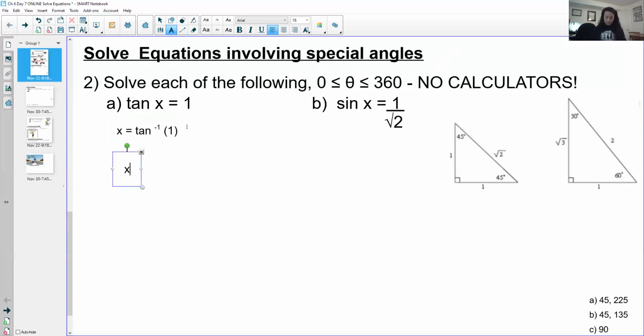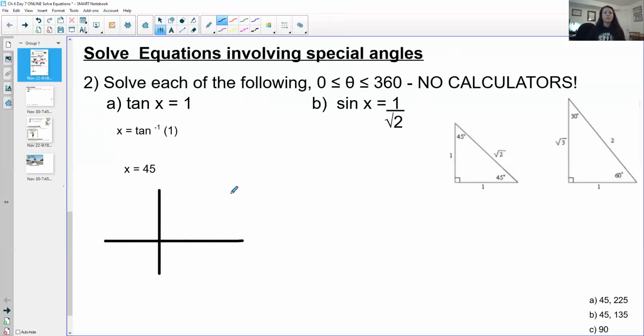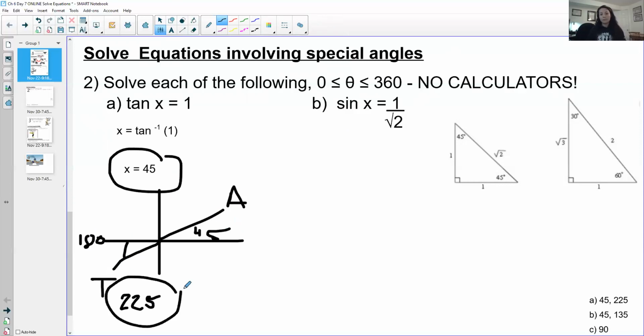So x equals 45. Now, we have to again go between 0 and 360 degrees. They're all positive up here, only tan is positive down here. 45 degrees is in the middle, and then I would need to find the equivalent of 45 degrees down here. This is 180. 180 plus 45 is 225. So we are looking at a 45-degree angle and a 225-degree angle, okay? And we used our special triangles to get this one. Let's look at part B.